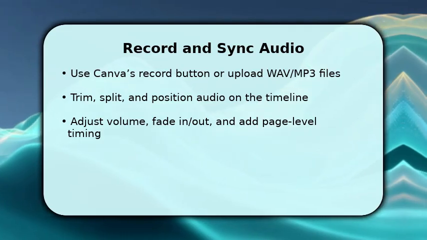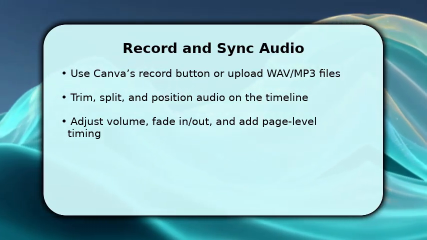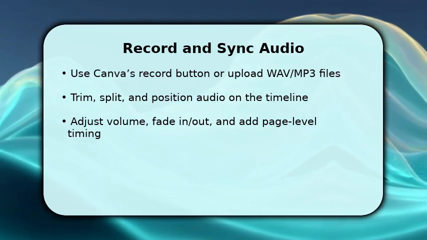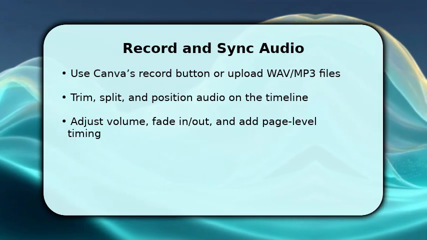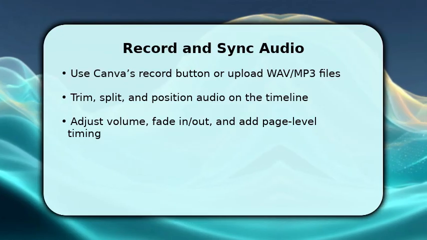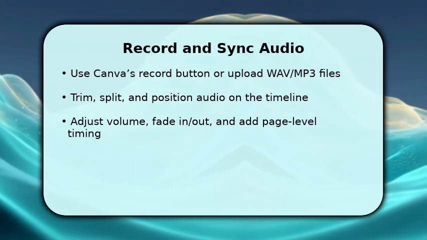Once done, trim or split clips and drag them onto the timeline to match visuals. Make sure to adjust clip volume and add short fade in or out to smooth transitions. If scenes change pace, set page-level timing so the audio aligns. This helps you maintain rhythm and avoid sudden jumps between visual beats.